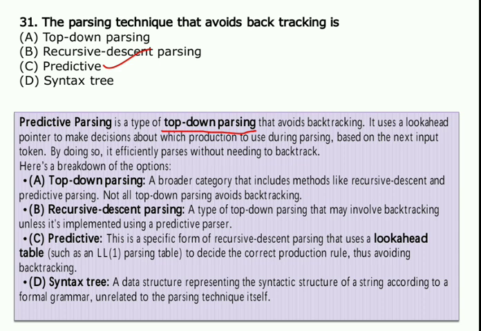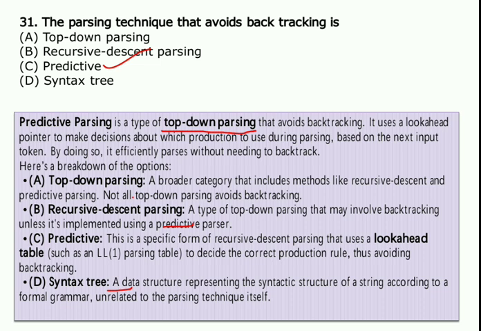So let us see the remaining options also. Top-down parsing, recursive descent parsing, syntax tree, predictive parsing. Top-down parsing is a broad category. We have two types of parsing techniques, top-down parsing and bottom-up parsing. In top-down parsing, we have different methods that include recursive descent parsing and predictive parsing also. So only predictive parsing will avoid backtracking. Not all top-down parsing will avoid backtracking.